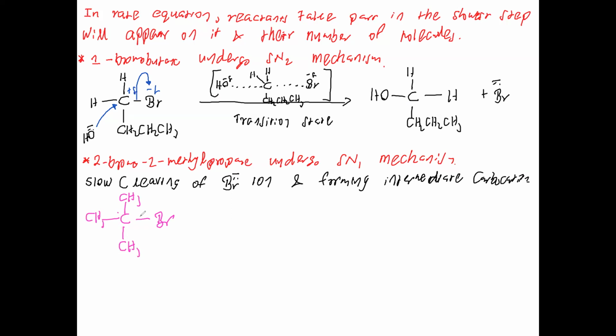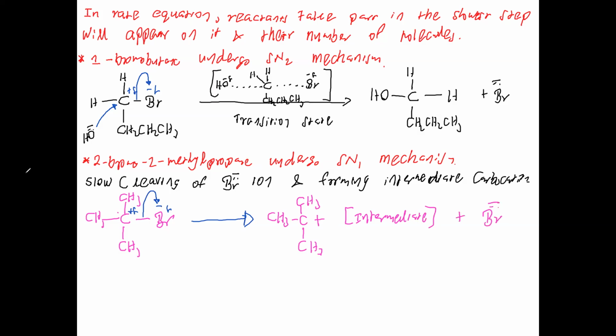So first, what will happen in the slow step? This carbon bromine bond will break. Plus delta, minus delta, the bond breaks, where bromine gets both electrons. So what you get here is the intermediate carbocation. So we have CH3, C, CH3, CH3 plus charge. So this is what you call intermediate carbocation plus Br minus ion.